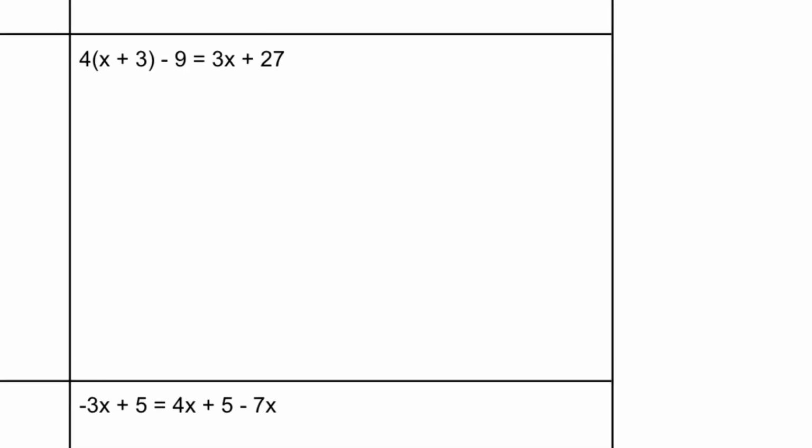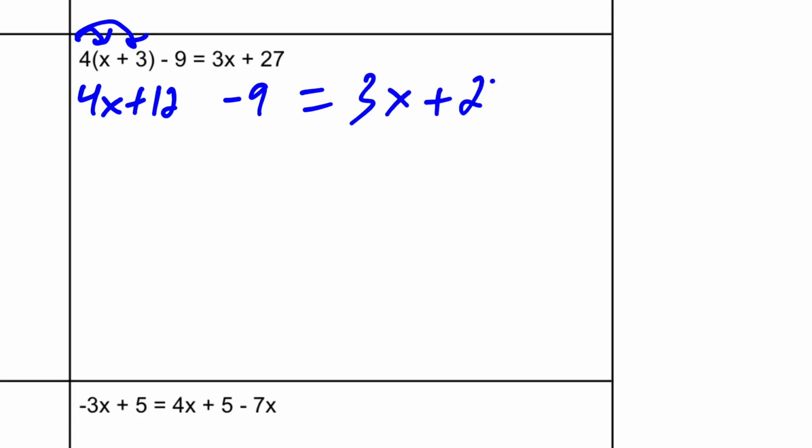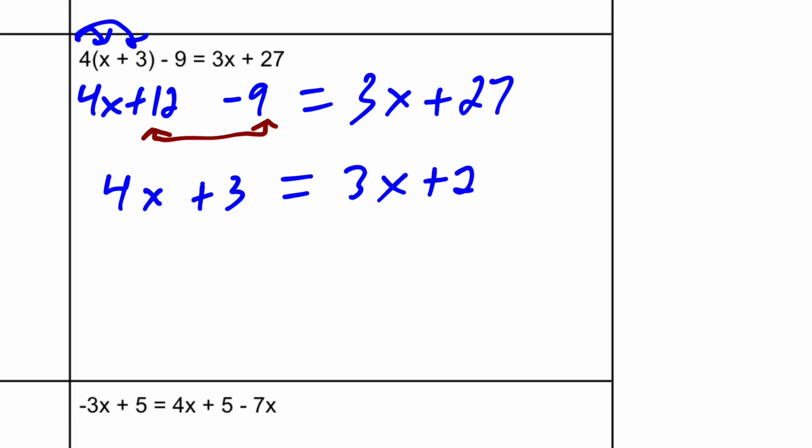So first I distribute, then I combine like terms. So this gives me 4x plus 12, and I copy down everything else the exact same. And if I start to deal with the numbers, I'm going to make a mistake potentially. The first thing I have to do is combine the 12 and the minus 9. So this becomes 4x plus 3 is equal to 3x plus 27.